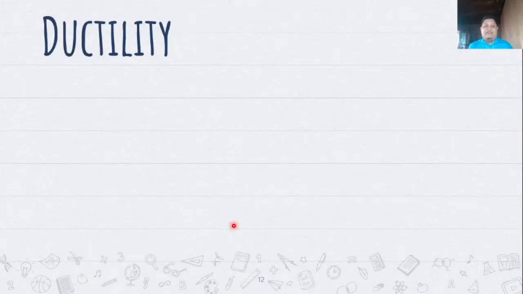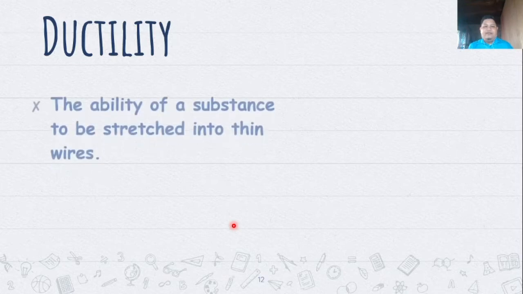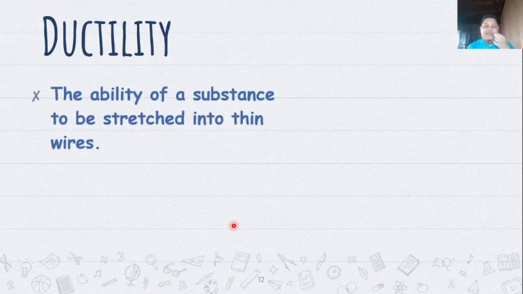Next, let us talk about ductility. Ductility is the ability of a substance to be stretched into very thin wires. The difference between ductility and malleability is that malleability is just the ability of the substance to be beaten into very thin sheets. But if the substance is capable of being stretched into very thin wires, it is said to be ductile. So again, malleability, thin sheets.